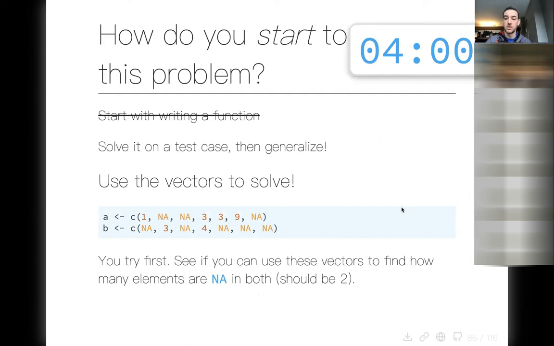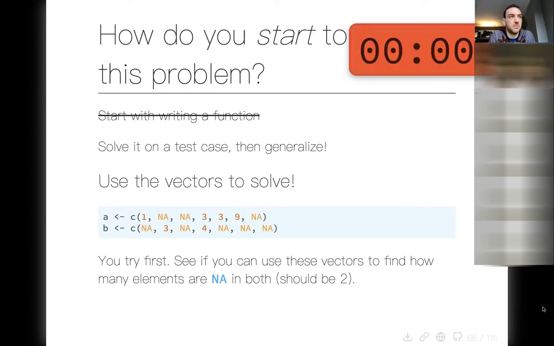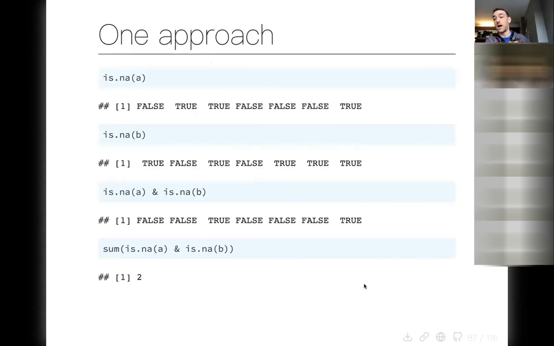So 4 minutes, you can copy these vectors, try to use these vectors and come up with some method that works for counting when they are NA on both, okay? 4 minutes, give it a go. Okay, if you didn't get it in that time, I would not feel bad about it at all. This is a deceptively tricky one. It actually seems like it should be easy, and it actually has a pretty simple solution, but it's very easy to go down a wormhole of doing all this complicated looping stuff that you actually don't need to do. This is how I would do it.